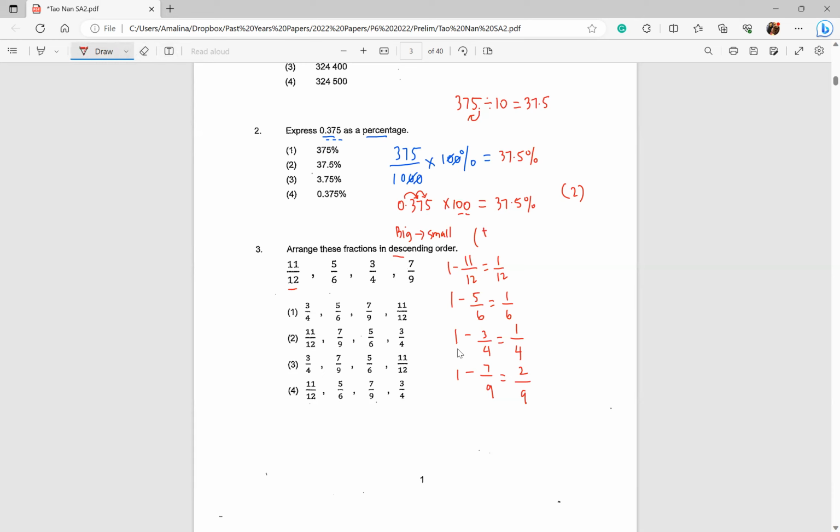The smaller the difference, the bigger my fraction.